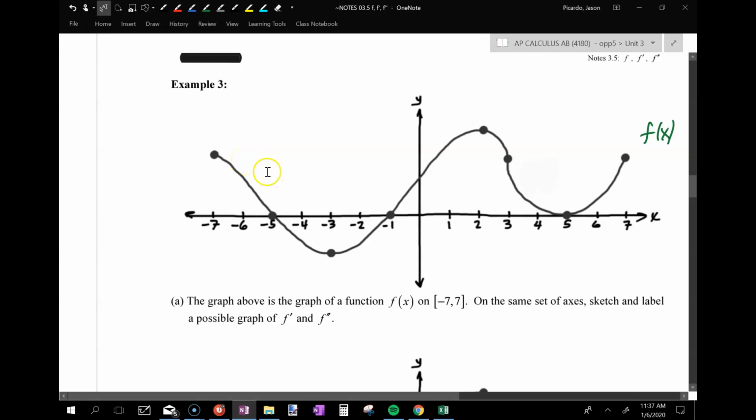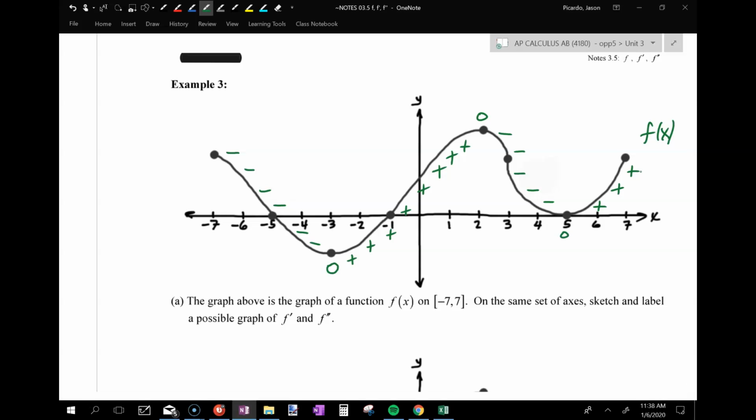So what am I going to start off with here? From here to here, I'm going to do what? Minuses. And then 0, and then pluses. And then 0, and then minuses, and then 0, and then pluses. What do all of those represent? Those all represent slopes of the tangents to the curve, otherwise known as derivatives.